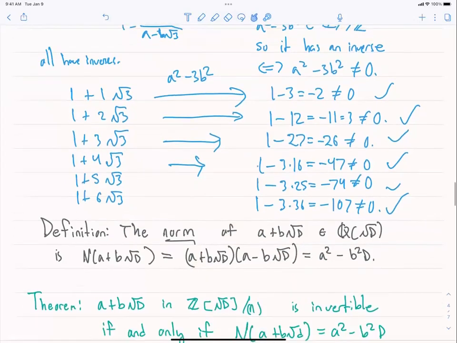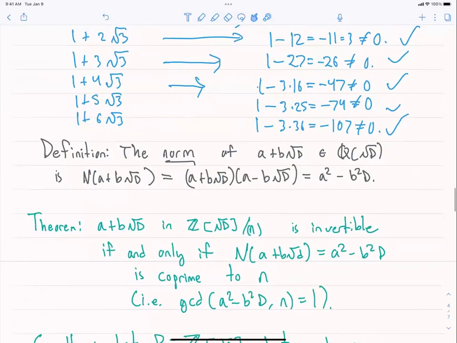And let me just codify this last example. It really is the case that if I look at Z adjoin square root of D mod n, so any integer n, and I look at A plus B square root of D inside of there, that's going to be invertible if and only if the norm is coprime to n. So if the GCD of A squared minus B squared D and n is equal to 1.